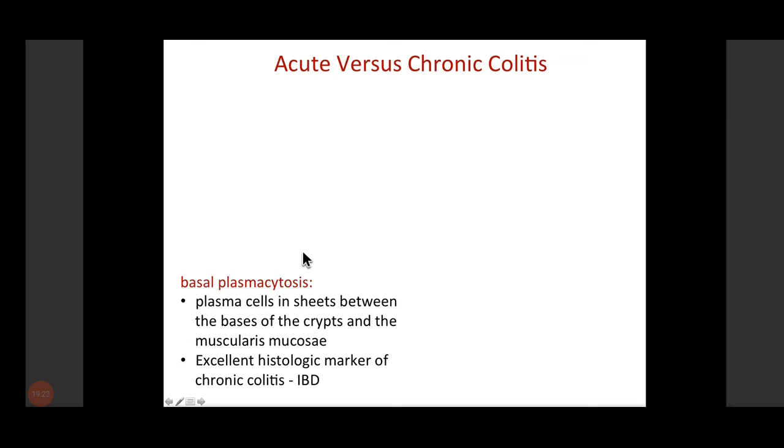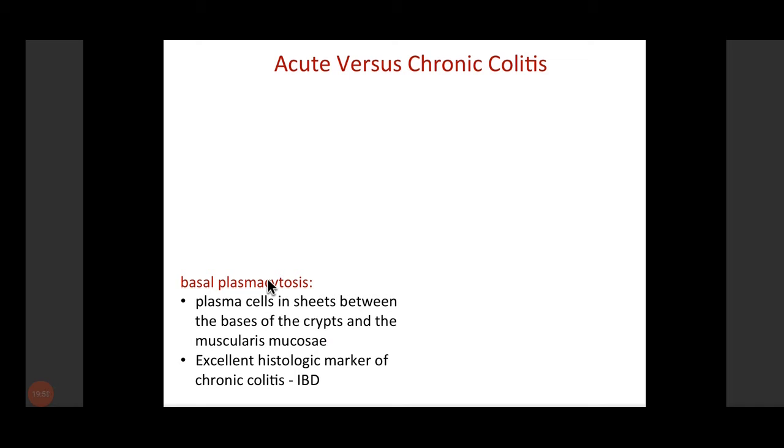Anyway, so it is an acute on chronic colitis, and I'll show you the differences in the subsequent slides. One of the main hallmarks of this acute on chronic colitis is the presence of plasma cells in sheets in the basal region. Now, what do we mean by the basal region? The basal region means at the bottom of the crypts, between the base of the crypts and the muscularis mucosa.